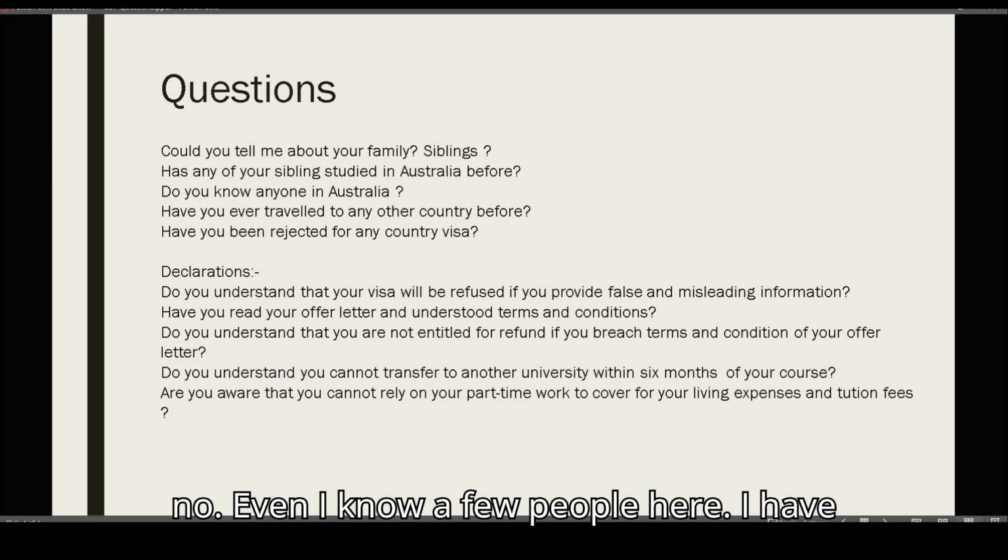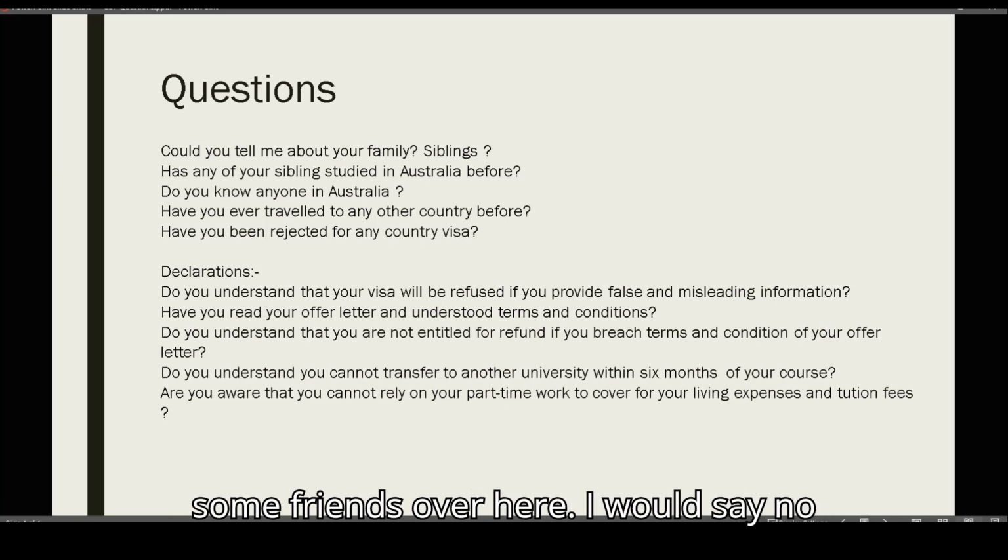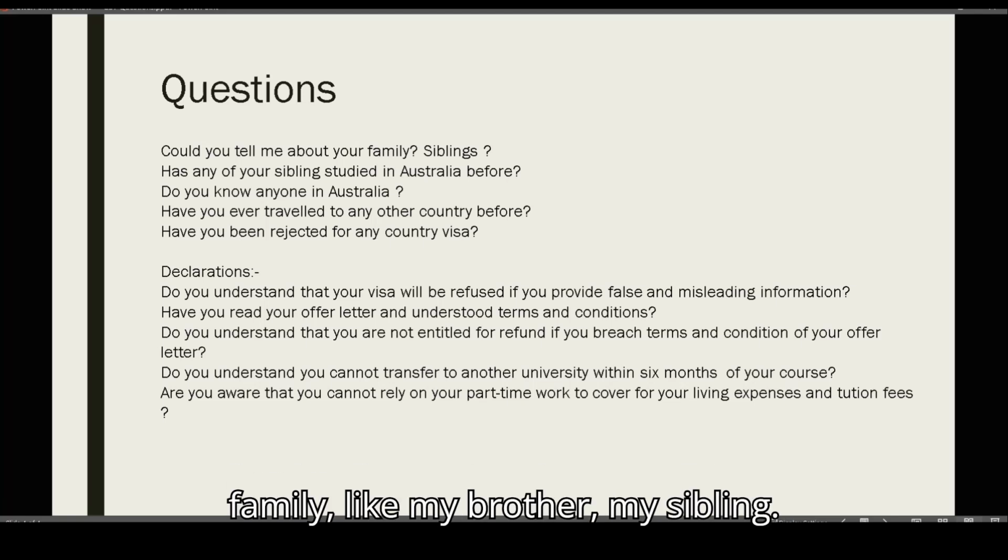Even if I know a few people here, I have some friends over here, I would say no unless they are my immediate family, like my brother or my sibling, some close immediate family. I will not mention that. I would suggest the same, but then it's up to you. Have you ever traveled to any country before?